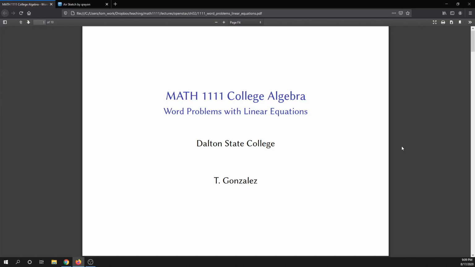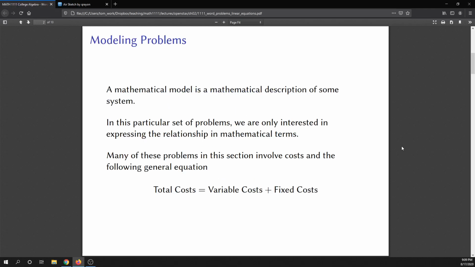In this video, we are going to talk about word problems with linear equations. First off, we're going to talk about modeling problems. A mathematical model is just a mathematical description of some real world system.